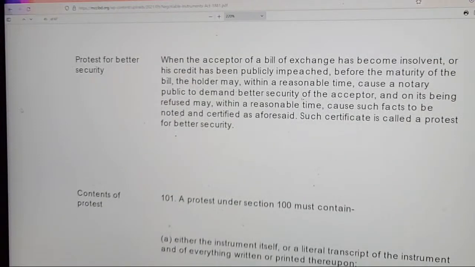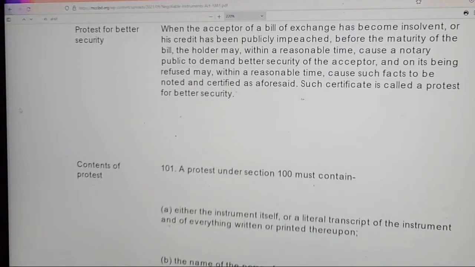Protest for better security. When the acceptor of a bill of exchange has become insolvent, or his credit has been publicly impeached before the maturity of the bill, the holder may, within a reasonable time, cause a notary public to demand better security of the acceptor, and on its being refused, may, within a reasonable time, cause such facts to be noted and certified as aforesaid. Such certificate is called a protest for better security.